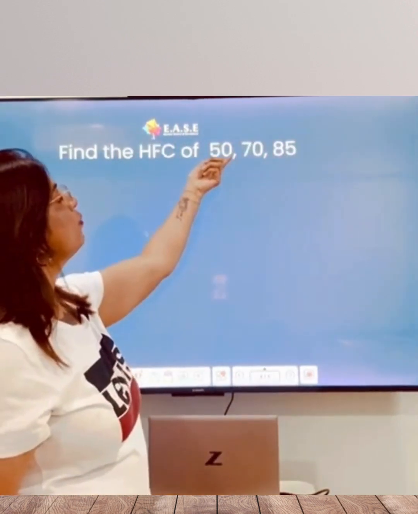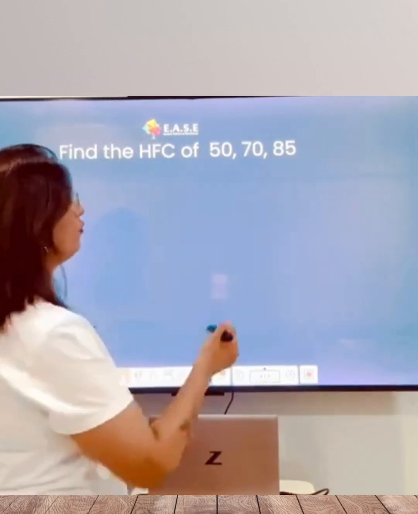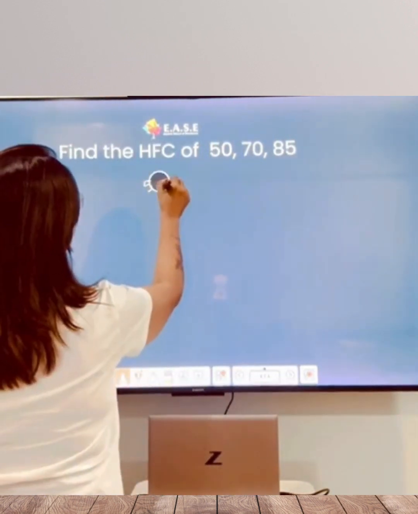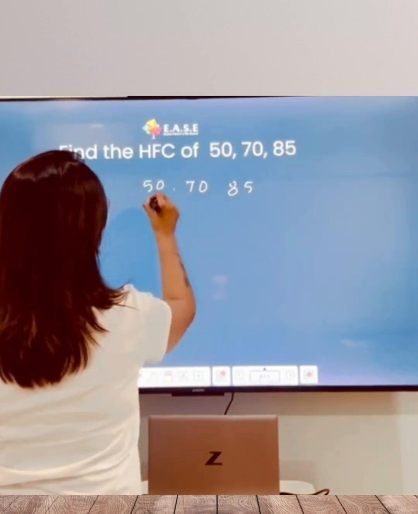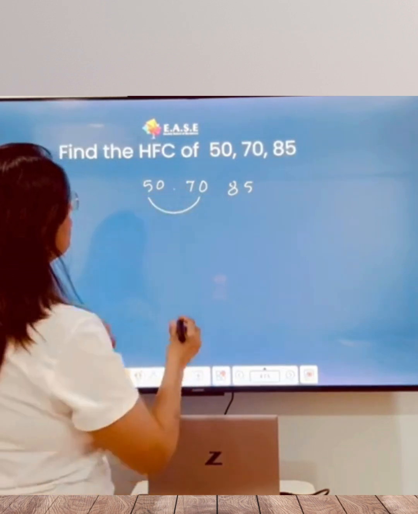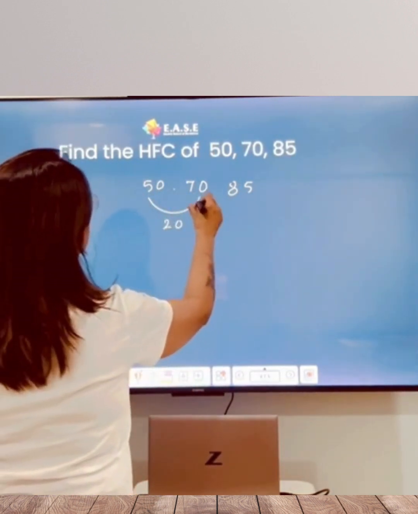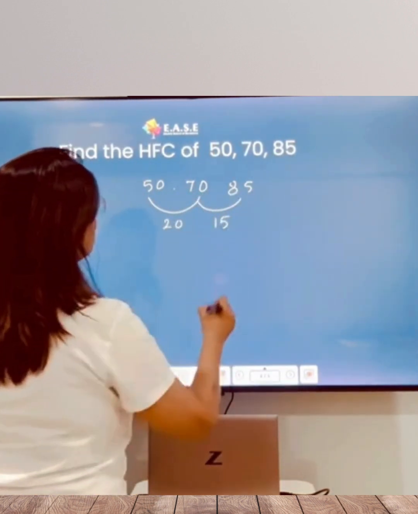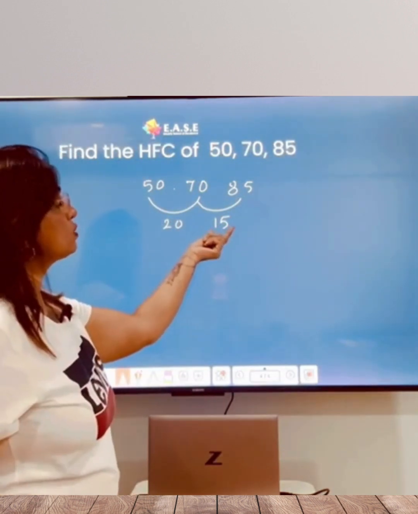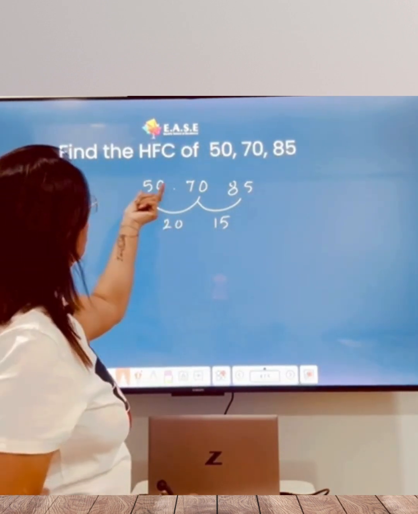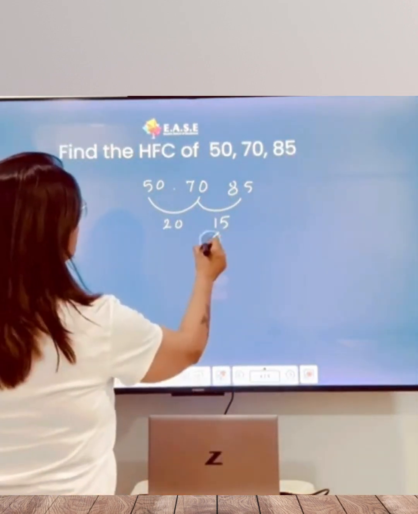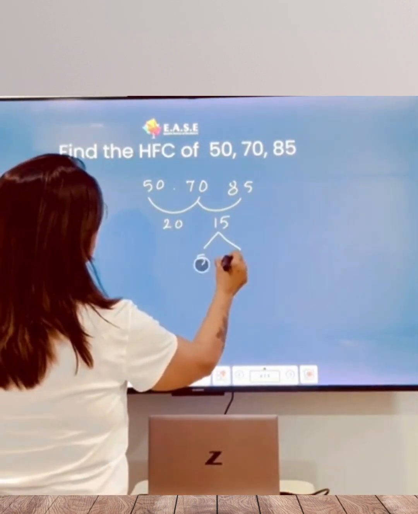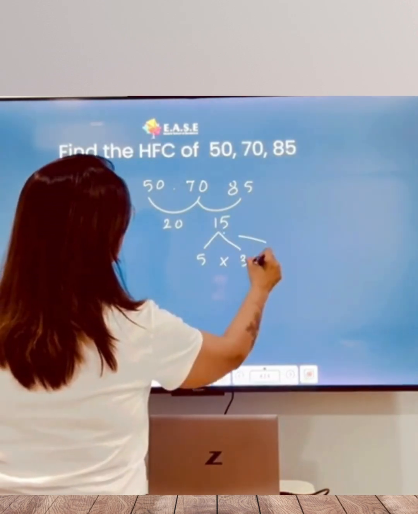We have to find the HCF of 50, 70 and 85. We are going to use the same technique of the difference. So we take 50, we take 70 and we take 85. Now let's find the difference. The difference is 20 and this difference is 15. Now pick up the smallest number, which is 15. Now you see, with 15 you cannot divide any of these numbers. Then what do we do? We take 15 and we factorize 15 into 5 times 3 times 1.